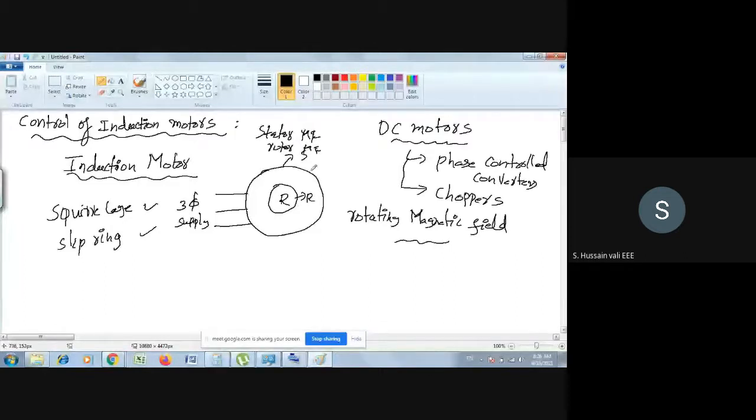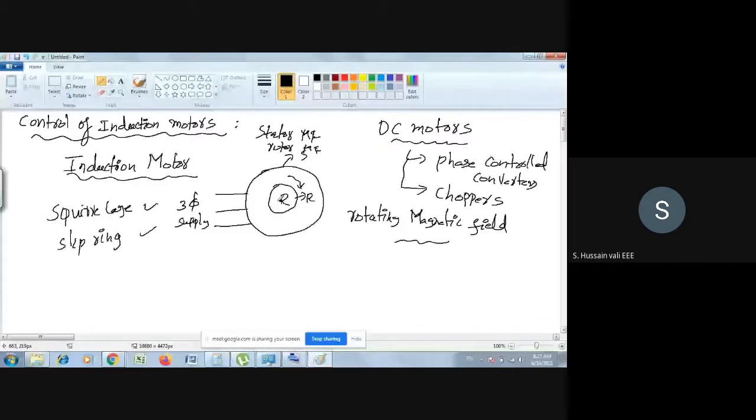It depends on other things also, such as the number of poles and the direction of the current. Based on all these things, a torque is produced, and that torque forces the rotor to move in a particular direction. Then you can say the rotor is running now. This is how the starting of your induction motor happens.